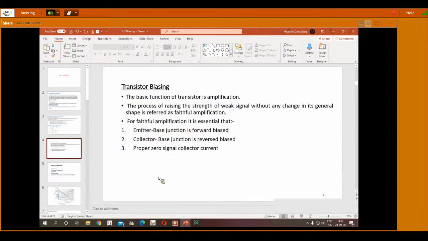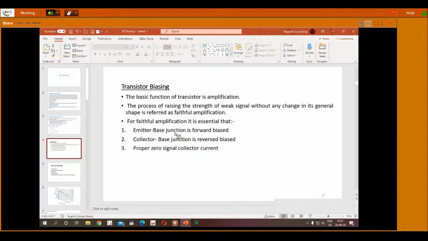Now let me move to transistor biasing. Here the basic function of the transistor is explained. In a transistor, biasing is utilized. The process of raising the strength of weak signals without any change in their general shape is referred to as faithful amplification. As I already mentioned, what does faithful mean? Without distortion. If we have an output at the amplifier without distortion, it is called faithful amplification.